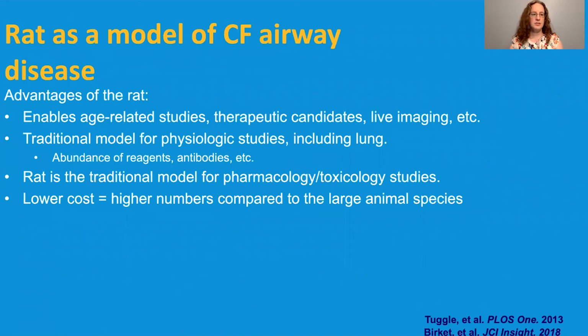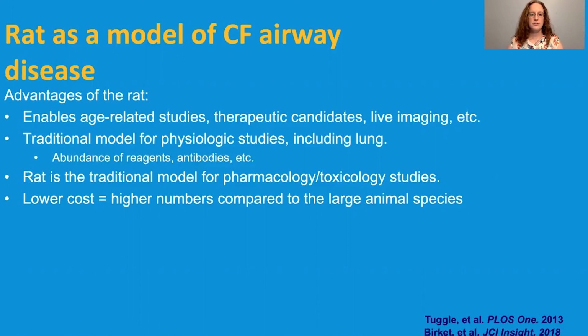The rat as a species offers a number of advantages that enables its use as a model of CF disease. The relatively small size enables both age-related and long-term studies. It enables the testing of various therapeutic candidates, and it also enables live imaging and other physiologic metrics as outcome measures. The rat is a traditional model for physiologic studies in many organs, including the lung, and therefore there are an abundance of reagents, antibodies, and other molecular tools to enable assessment of disease in rat organs.